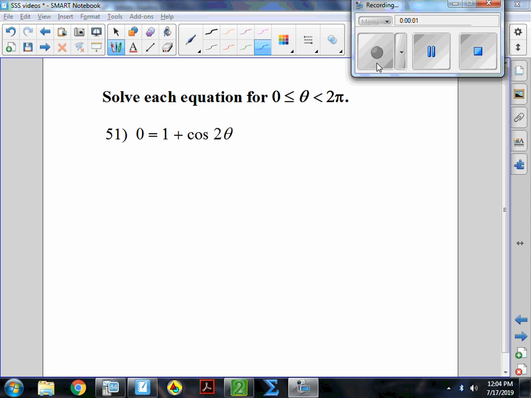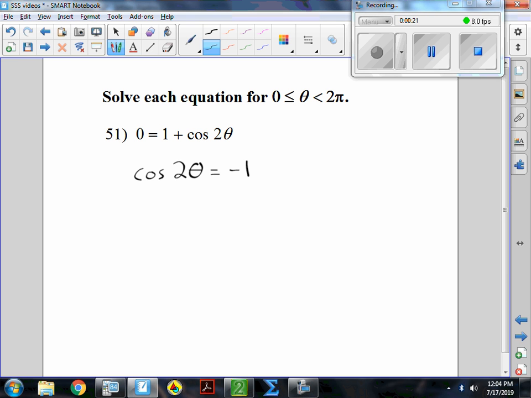Okay, number 51. I'm going to subtract 1. And so cosine of 2 theta is going to equal -1. Subtract 1 on both sides. -1 equals cosine 2 theta. I just rewrote it. So cosine 2 theta equals -1.